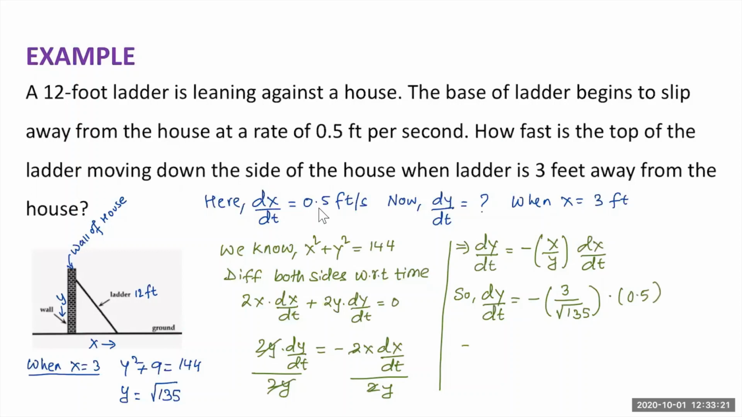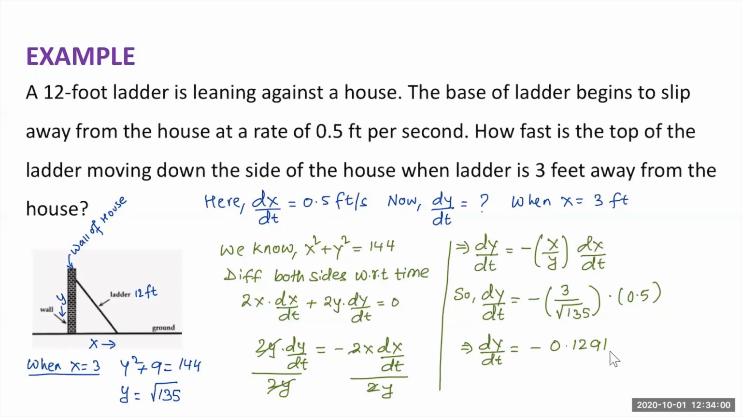Now we can simplify this using a calculator. Dy over dt is equal to negative 3 over square root of 135. Multiply that answer by 0.5 in your calculator. You should get negative 0.1291. Negative because this y value is decreasing. This x is increasing. That's why that change was positive. It was increasing at the rate of 0.5 feet every second, whereas this y value is decreasing. It's coming down at this rate.